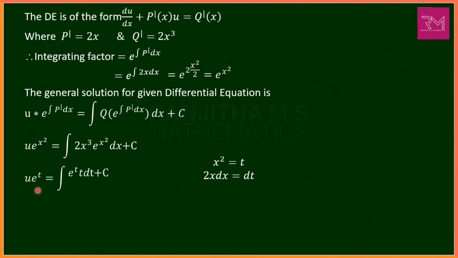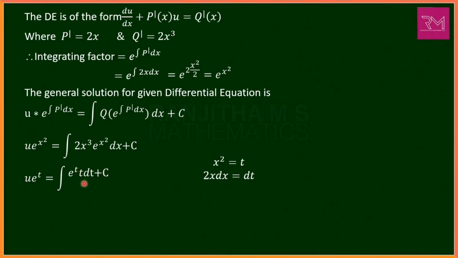Therefore, we get u into e power x square, which is t, equal to integral of, observe carefully, 2 into x cube, which can be split as x square into x. In the place of x square we can substitute t, and the remaining is 2x dx. In the place of 2x dx we can substitute dt. Here exponential power x square is e power t. Therefore, we get integral of t into exponential power t dt plus c.